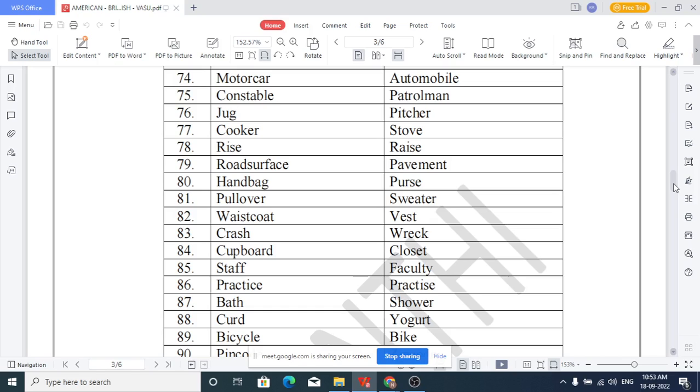Motor car, automobile. Constable, patrolman. Jug, pitcher. Cooker, stove. But unfortunately, in our India, the stove means something else. Stove is the other part. We don't call a cooker a stove. Stove is different. But in America, the cooker is called a stove. Okay.